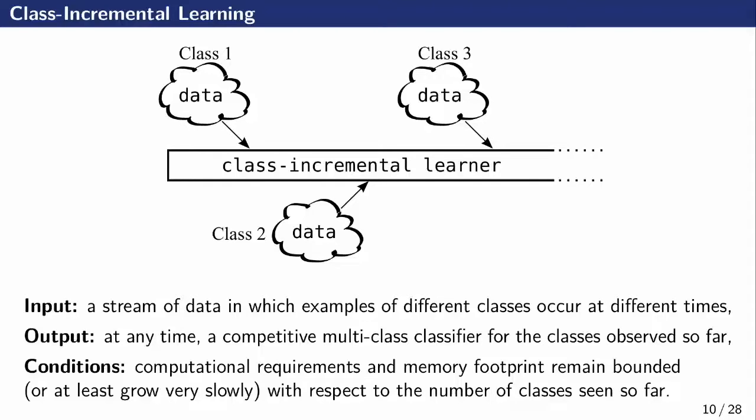And technically, what we assume is we have a stream of data that comes in, and it comes in some kind of class-ordered fashion. So first one class, then the next class, then the next class. We might be able to process batches of classes at a time, but definitely not all of them. There might not even be an end. It might be an open-ended system. The output that we want to produce is a multi-class classifier. And of course, since the number of classes will grow over time, it should be a multi-class classifier of the classes we've seen so far.